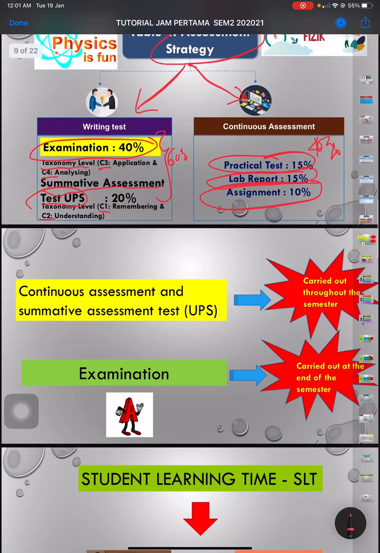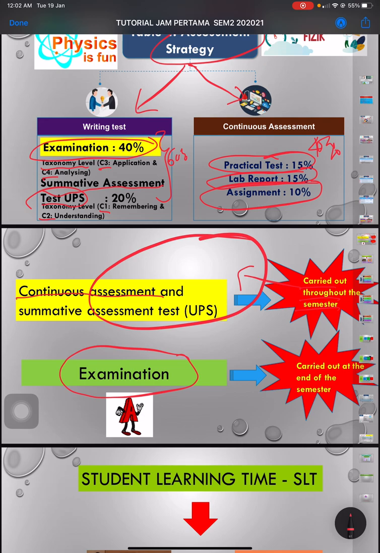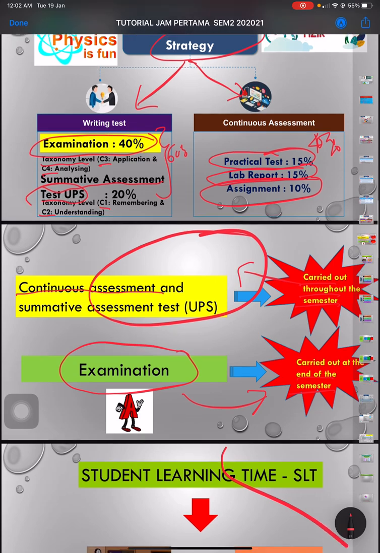Continuous assessment and summative assessment test are carried out throughout the semester. Maksudnya ini kita consider markah free je, you akan dapat. And then the other one is examination. Examination is carried out at the end of the semester. Yang ini memang susah you nak dapat. You kena study lah. Okay, so next.